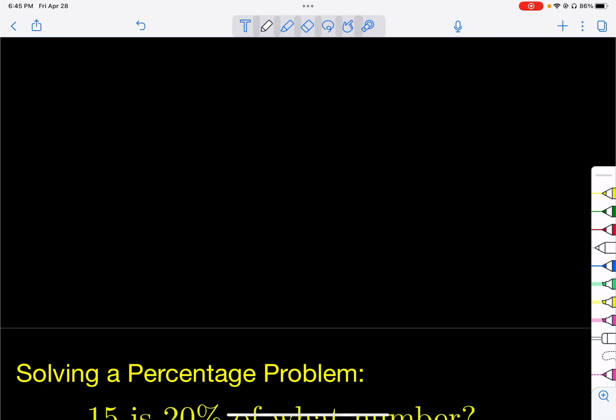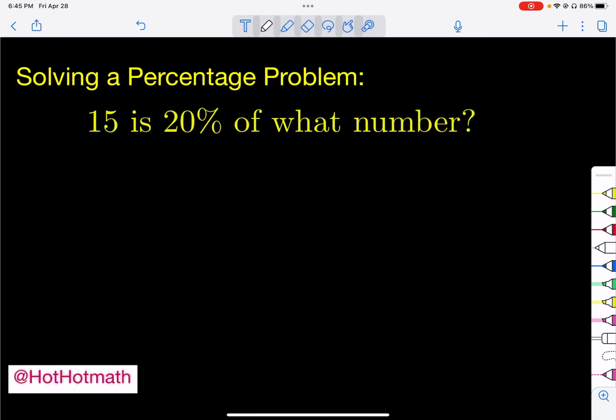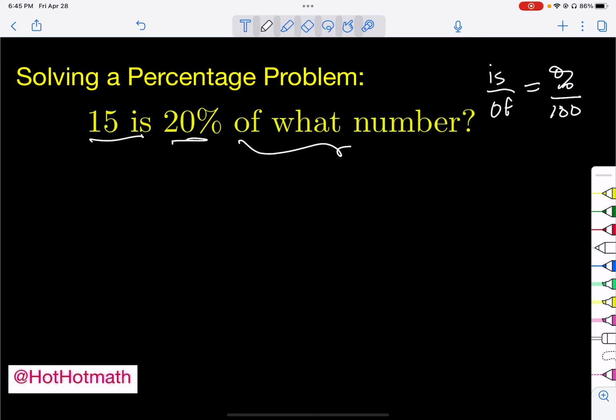We got one more. Here, if we write down that same little trick, is over of equals percent over 100. Our is 15, our percent is 20, our of we'll call our x. Let's go ahead and put those in. So our 15 over our of equals our percent over 100.